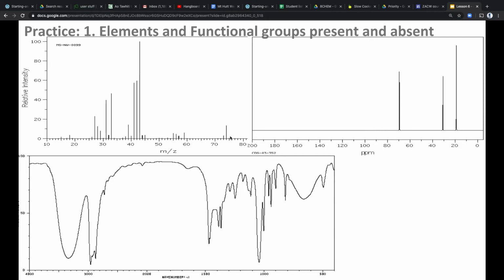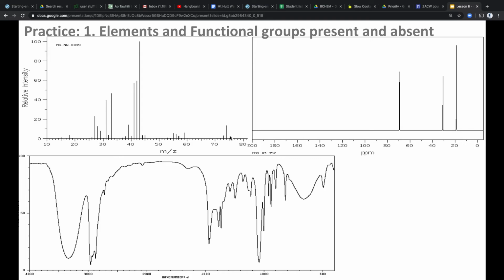Any other information from the IR about what it could be? You've got CH, and there's nothing at 1700, so probably not C double bonded O. But you've definitely got CH. So we're saying no carbonyl group. That reduces our options in terms of what functional group could exist in our molecule. But you have got one around 1100 or so.